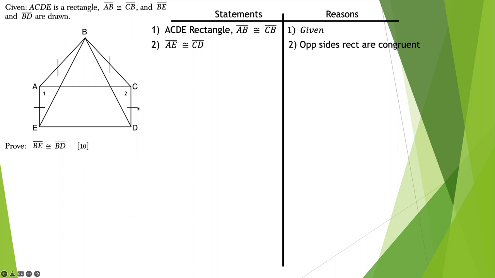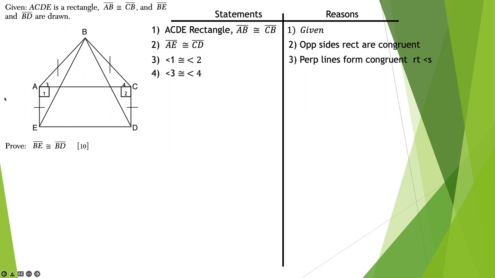I'll mark those. Next up, angle 1 is congruent to angle 2 because perpendicular lines form congruent right angles, and we know that the rectangle has 4 right angles. You could just say that. Either way, they're both good.